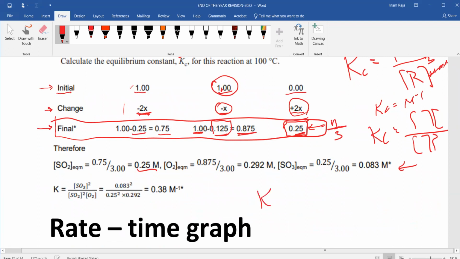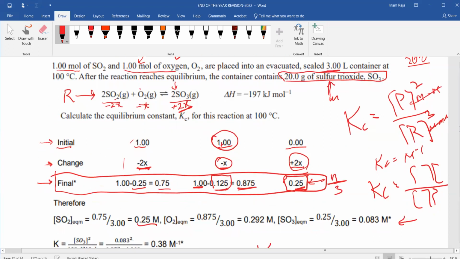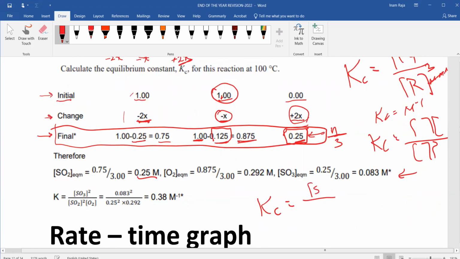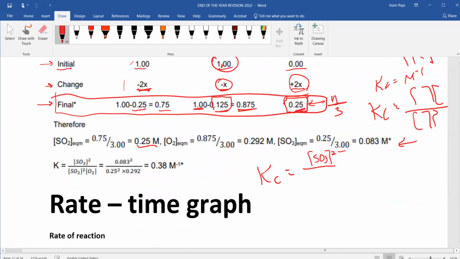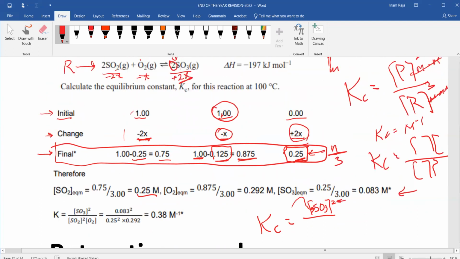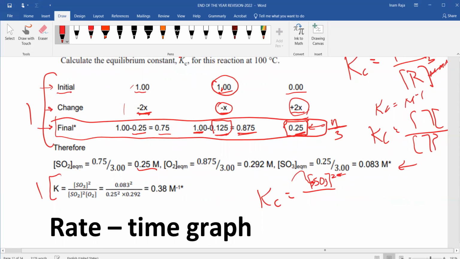Kc equals products over reactants, and the coefficients become the powers, so you have to write SO3 squared. Why? Because in the balanced equation you have coefficient 2. If you don't write this 2 here, even if the concentration is right, you will lose marks at this point. This type of question is 3 to 4 marks. You'll get maybe 1 mark for doing this, a 2nd mark for writing the correct Kc expression, and a 3rd mark for your final answer. So make sure you show all these steps. If you do something wrong you may lose only 1 mark, but at least you'll have these 2 marks.